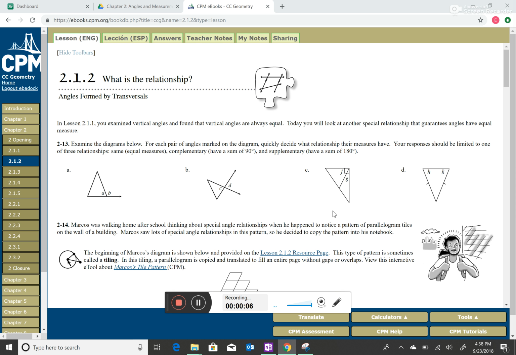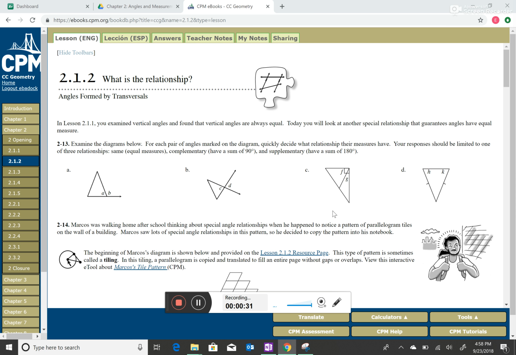2.1.2, which is going to be the section that we're going over on Tuesday. So this section is called "What is the relationship?" and it's all about angles formed by transversals. So your objective for the day is to use your understanding of translations to determine that when a transversal, which we'll learn about, intersects parallel lines, corresponding angles have equal measures.